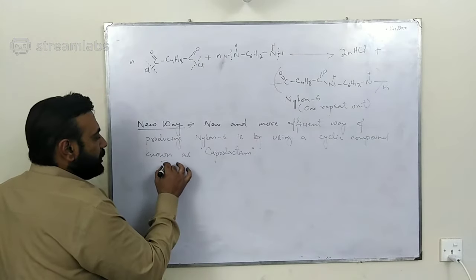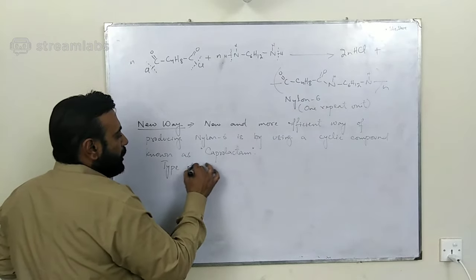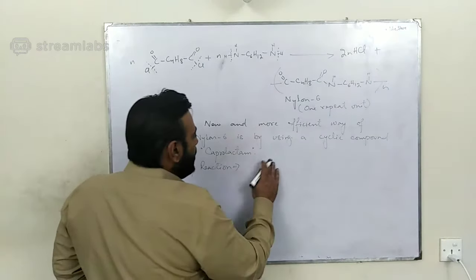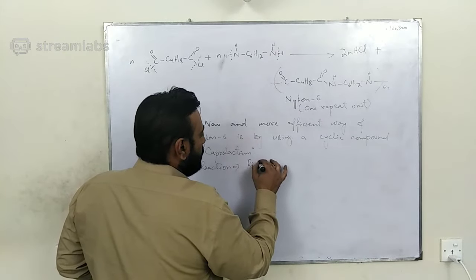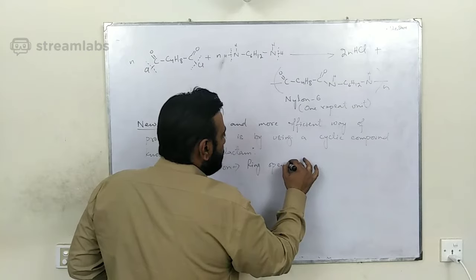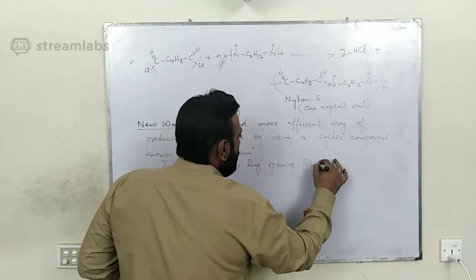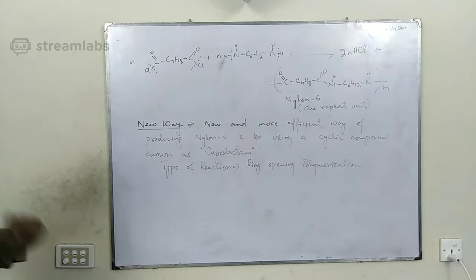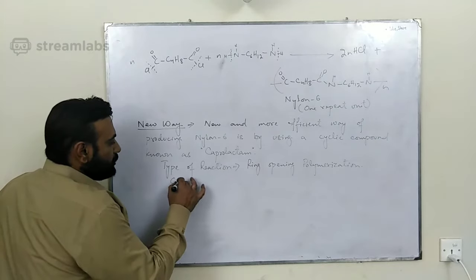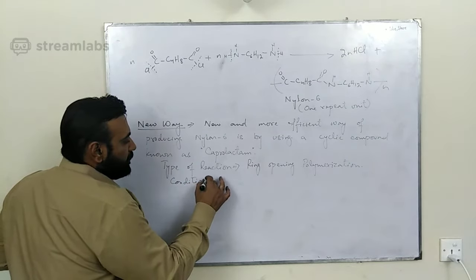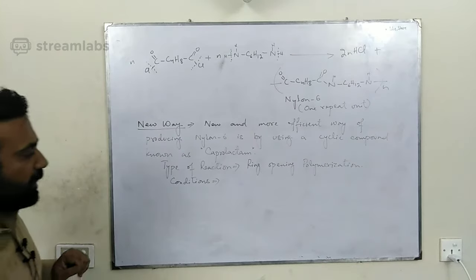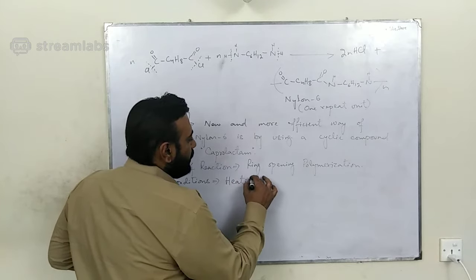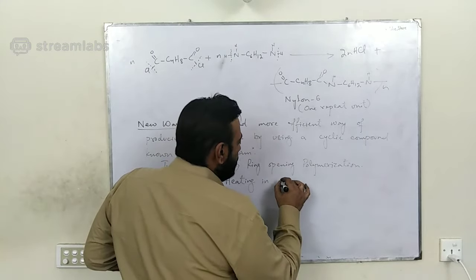And the type of reaction that takes place is called ring opening polymerization. And the conditions needed for this reaction to proceed is heating in a nitrogen environment.